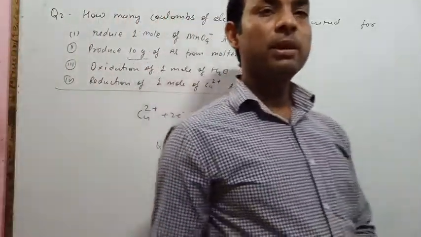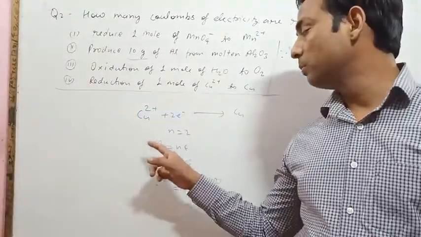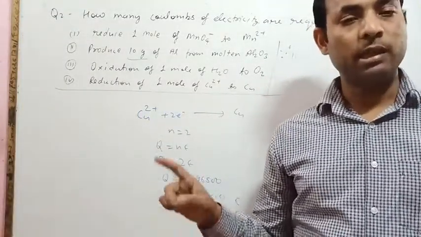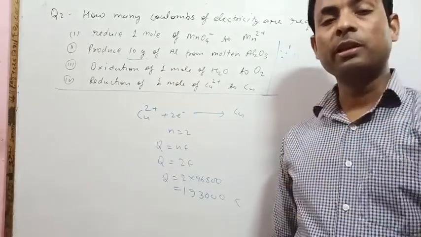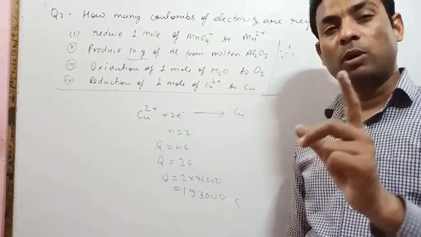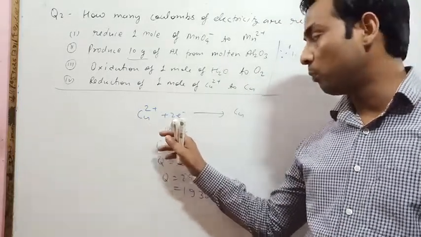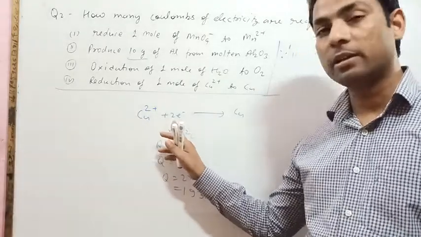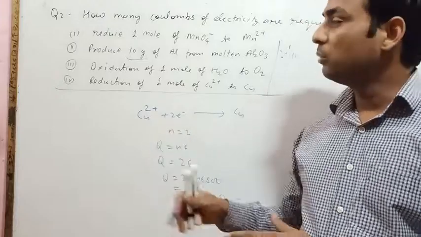Once again I am telling you, for such kinds of questions we have to use the simple formula Q equals nF. n is the number of electrons participating in the reaction, meaning oxidation or reduction. For 1 mole of copper 2 plus, 2 electrons are needed; if 2 mole are given, then 4 electrons are there. We can do the same thing.